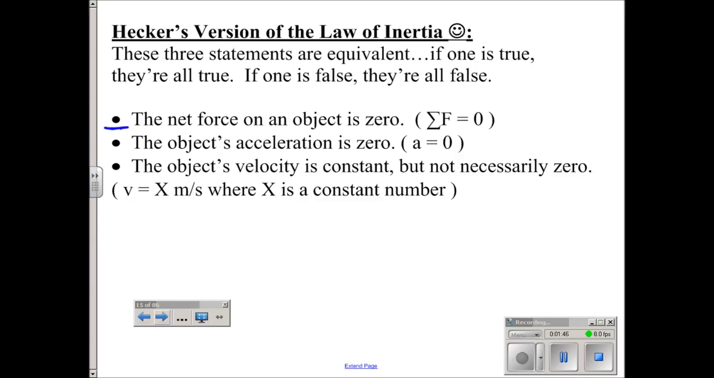The first statement is the net force on an object is 0. Net force is 0. The second statement is the acceleration is 0. So if your net force is 0, that means your acceleration is 0. And this last one, if the acceleration is 0, then the velocity is constant, but not necessarily 0. So the velocity is going to be some constant number. Okay? There you go. So Newton's first law says those three statements are equivalent.